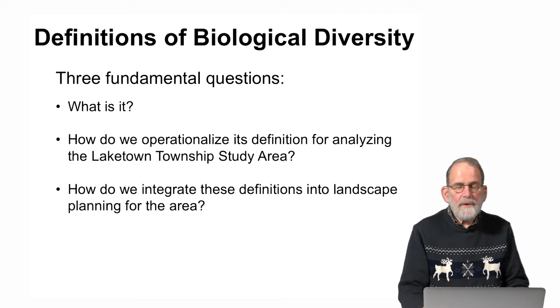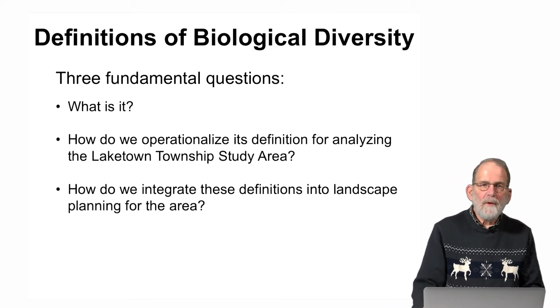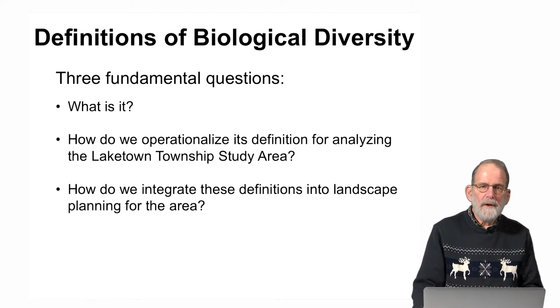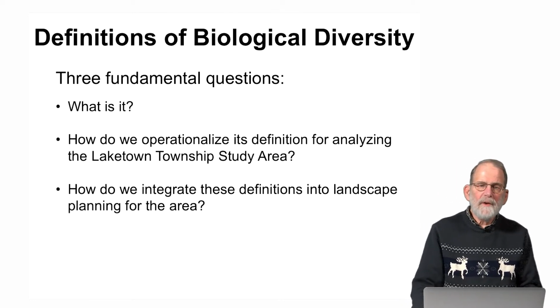In defining biological diversity, there are three fundamental questions that need to be answered. A, what is it? B, how do we operationalize its definition for analyzing the Lake Town Township study area? In this class, you're going to be working extensively in an area called the Lake Town Township study area. And so we need eventually over the course of the semester to operationalize biological diversity if we're going to analyze it in the study area for the course. And then finally, how do we integrate these definitions into landscape planning for the area?